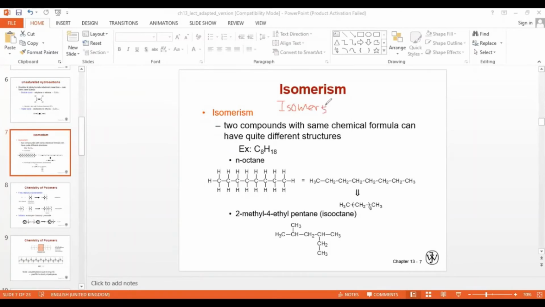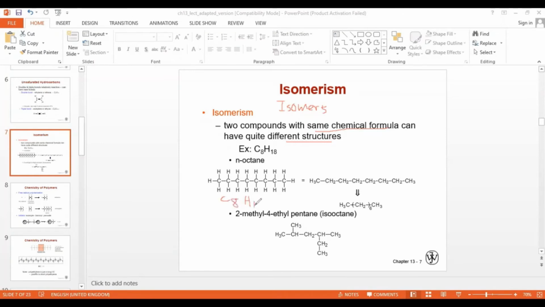These are known as isomers, right? Isomerism: two compounds with the same chemical formula. The same chemical formula can have quite different structures. So the formula is the same, only the structure is different. We will take this example.